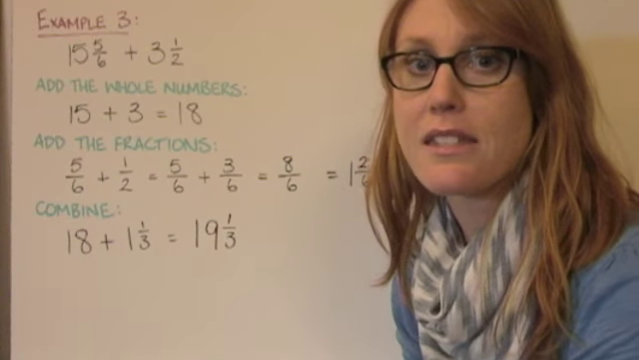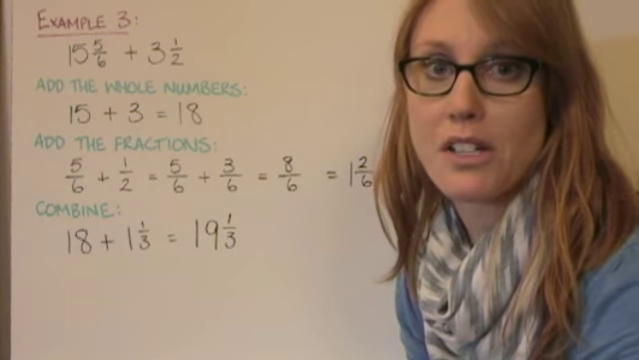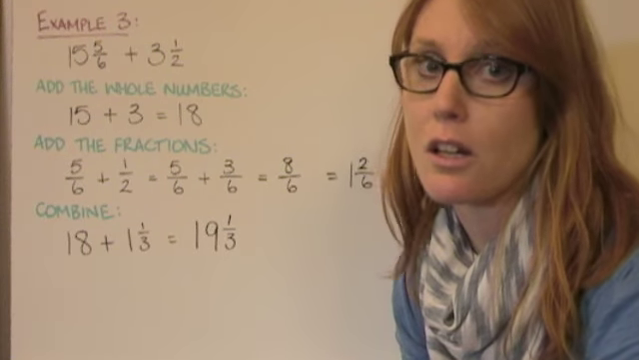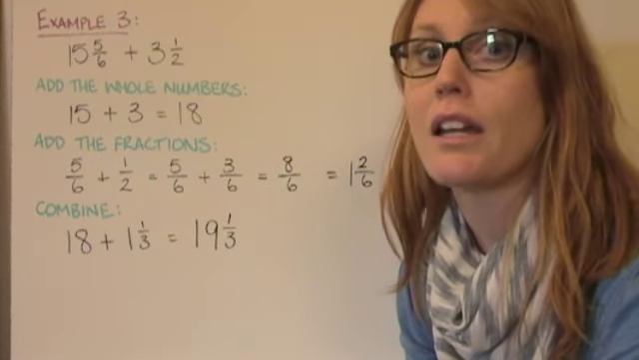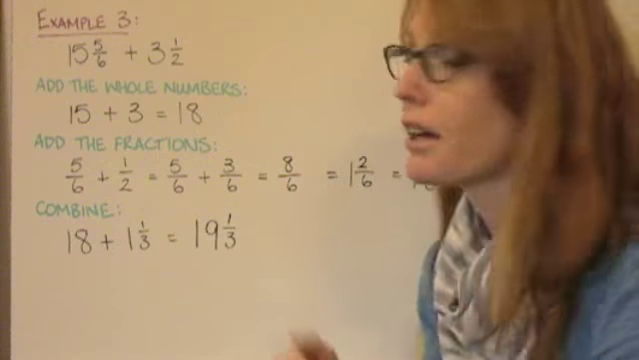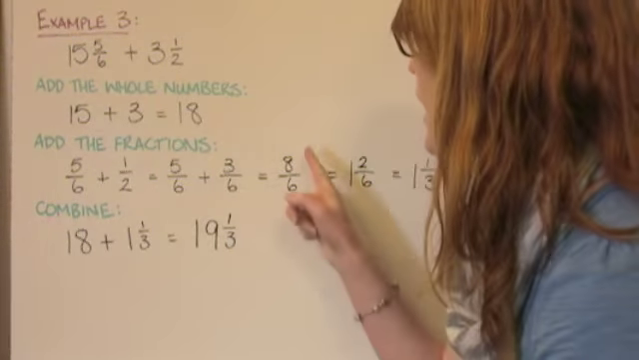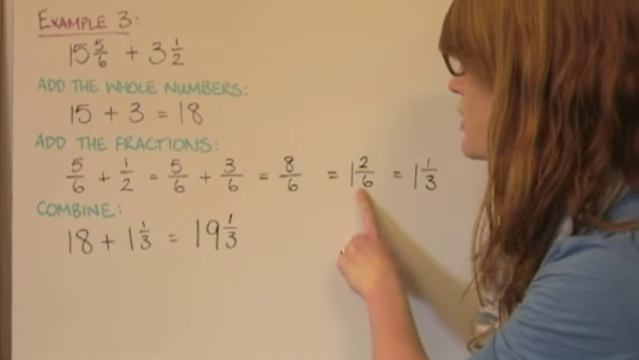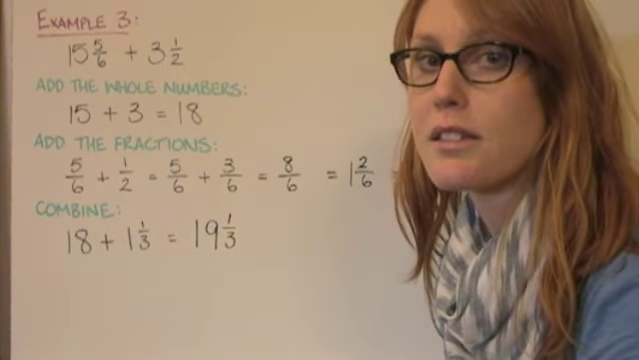Now, when we get to 8/6, we realize we have an improper fraction where the numerator is greater than the denominator. So we need to simplify by dividing the numerator by the denominator. 8 divided by 6 will result in 1 and 2/6.